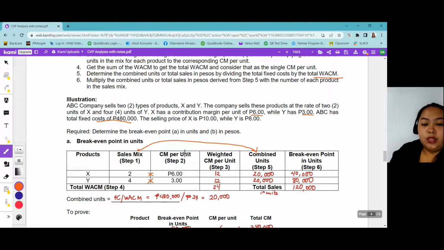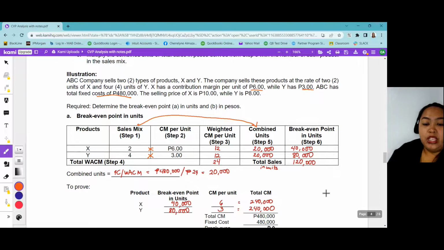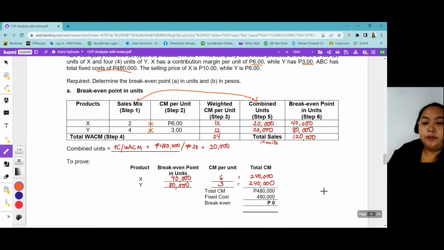So, 2 times 20,000, that is 40,000. 4 times 20,000, that is 80,000. And then, your total sales in units should be 120,000 units. Okay? That's your break-even point in units. So, kailangan daw para ma-reach mo yung break-even point to cover the total fixed cost of 480,000, you have to sell 40,000 of unit X and 80,000 of unit Y.